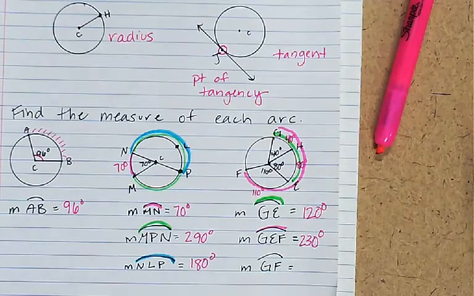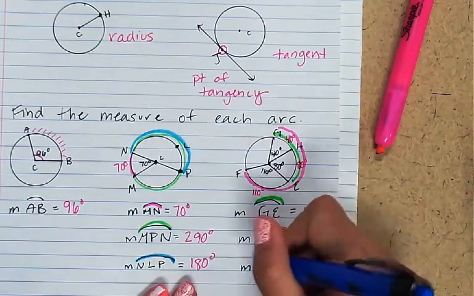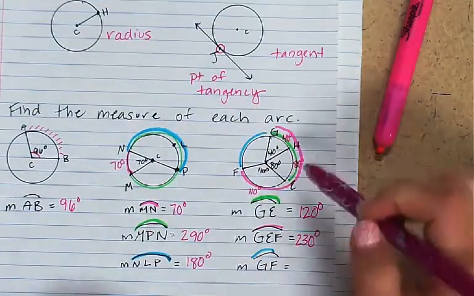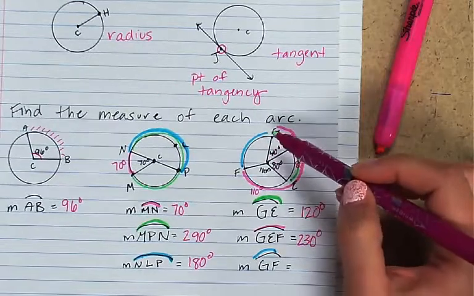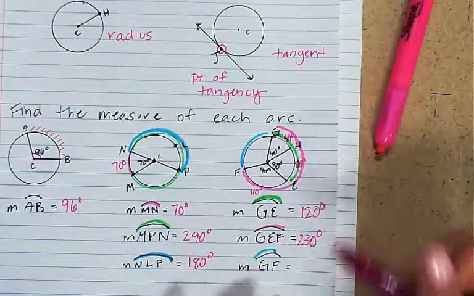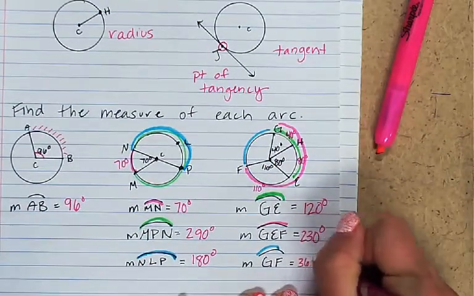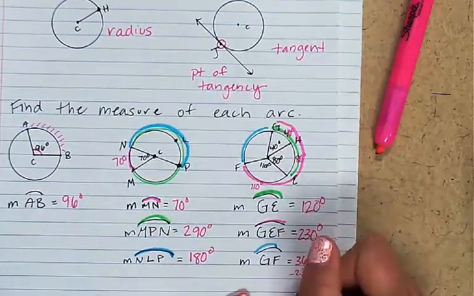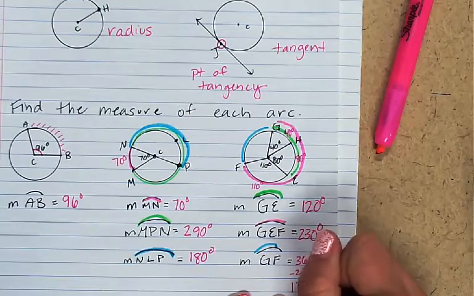Next, GF. Okay, so again, we know there's 360 degrees in a circle. If this whole pink part is 230, we can just do 360 minus the 230, and the measure of arc GF will be 130 degrees.